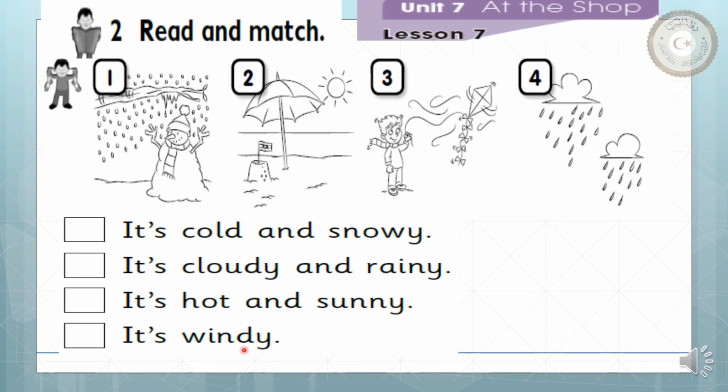It's windy. Okay, so if the weather is windy, we are going to play with what? Flying the kite. Okay, just to check up and then try to write the number next to each sentence. Okay, done. Now let us check the right answers. Here we have the right answer.